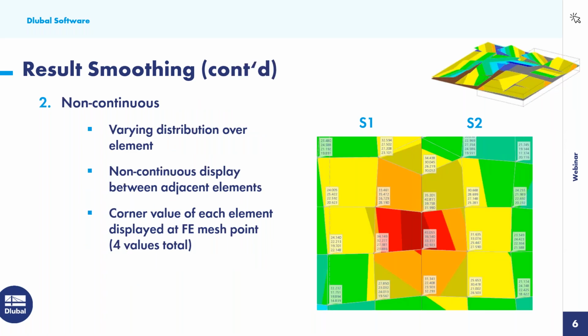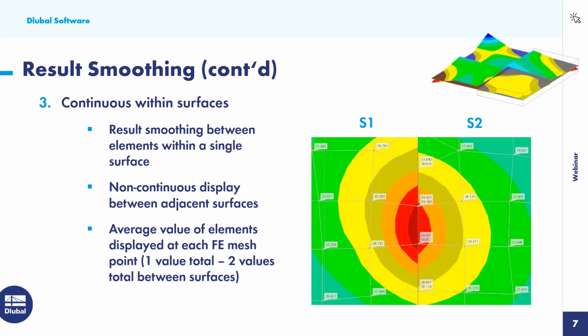The second option is non-continuous. This is where we have a varying distribution over each element. So notice now for each FE element, we might have multiple colors here, but there's still a non-continuous display between the adjacent elements. So each element is still very independent from the one next to it. We are going to display the corner values of each FE element at every FE mesh point for a total of 4 values. So again, we have 4 total values here based on those 4 FE elements surrounding that single mesh point.